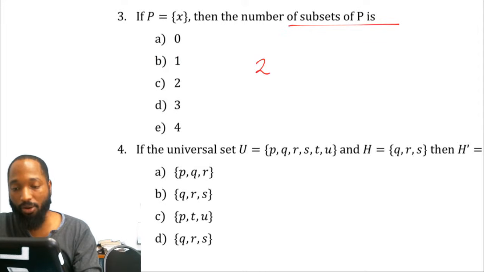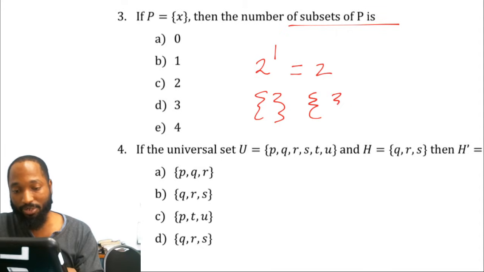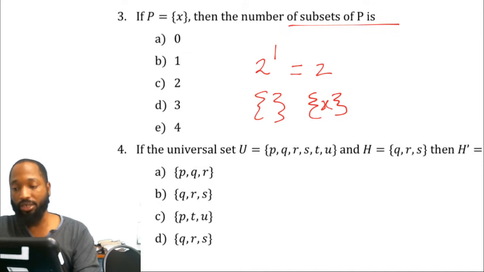Because it's 2 to the power of 1, and 2 to the power of 1 is 2. And the 2 subsets that we can get: the empty set, and the set itself. Look at them, curly brackets. Alright, so these are the 2 sets you can get. So the answer is C.